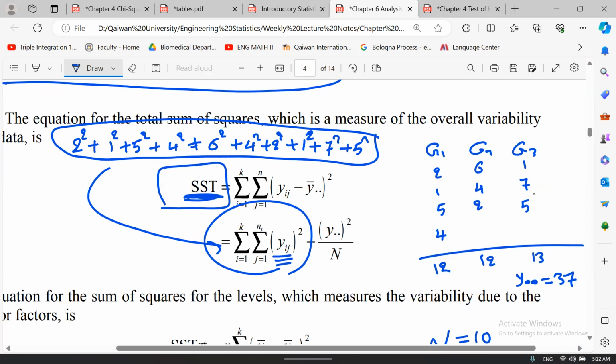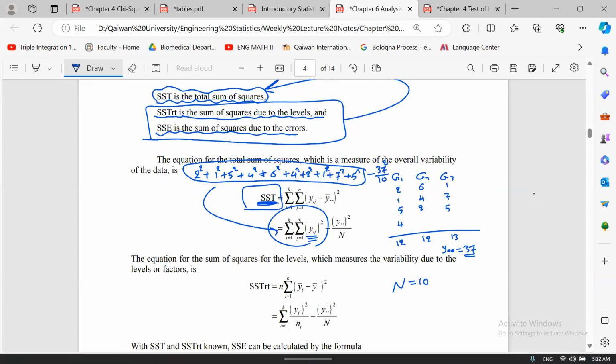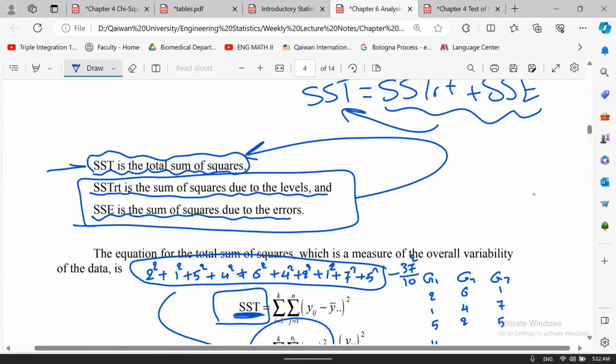You calculate it, okay? Then minus Y double dot squared. What's Y double dot? It's 37. So 37 squared divided by N, where N is 10: minus 37 squared divided by 10. This is SST, how to calculate SST. Then, as I said before, we need to find 2 of these 3 sums of squares to get the third one.